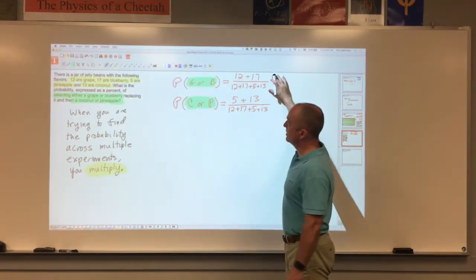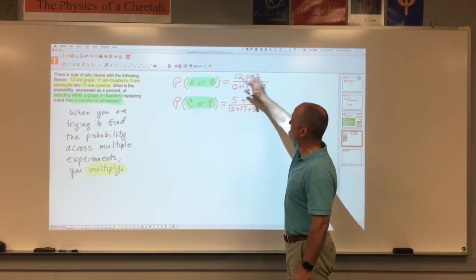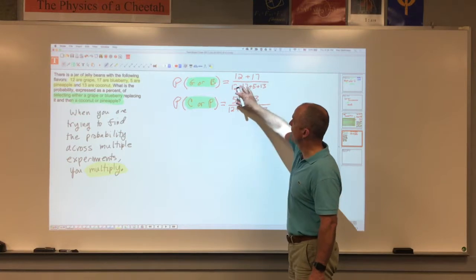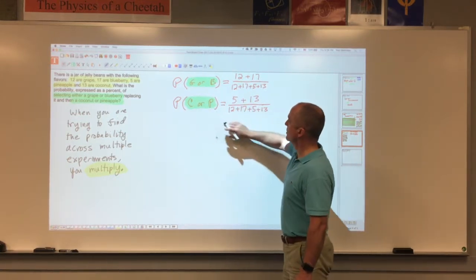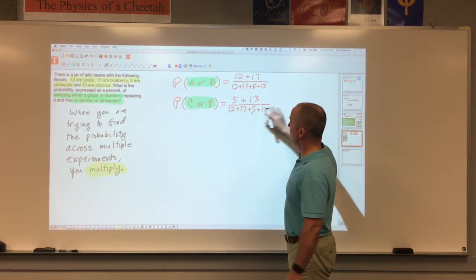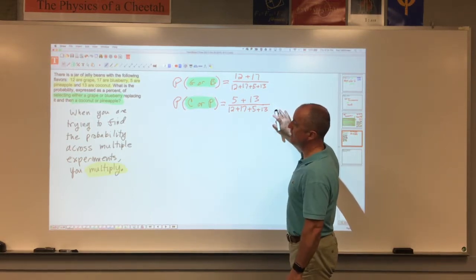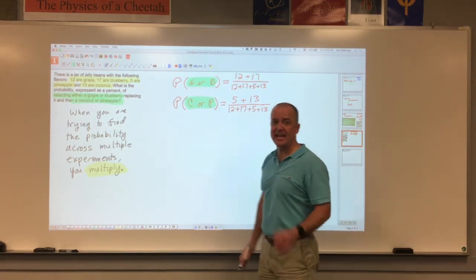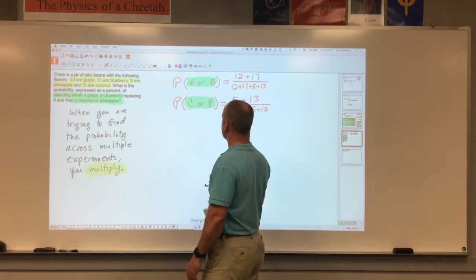To find the probability of pulling out a grape or a blueberry, we add the number of ways the events can happen, divided by everything that can happen. To find the probability of a coconut or a pineapple, we add the number of ways either event can happen, divided by the total number of things that can happen. To find the probability of one of these things happening and then the next, we multiply these probabilities together.